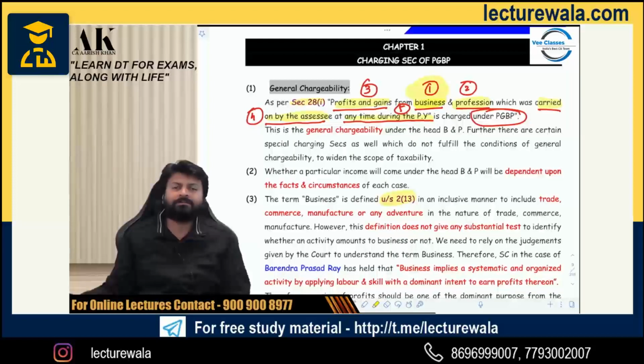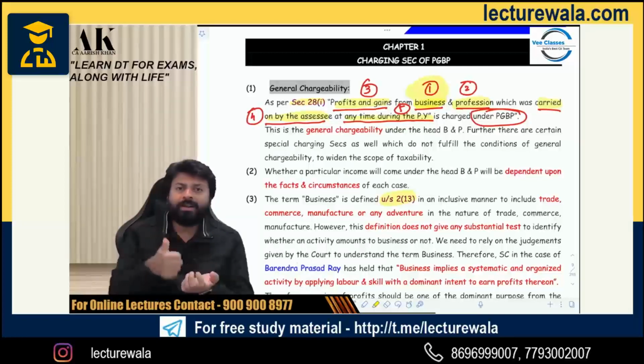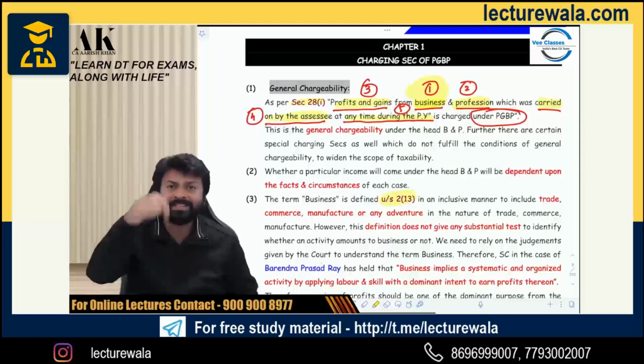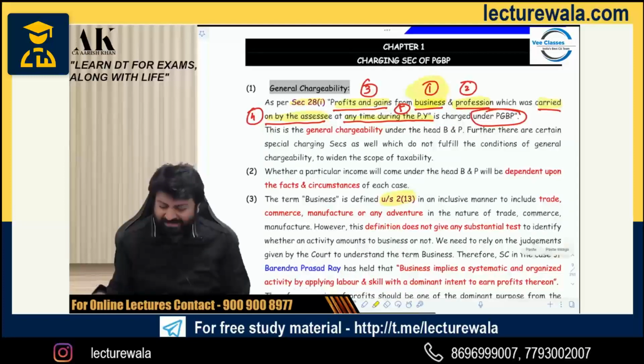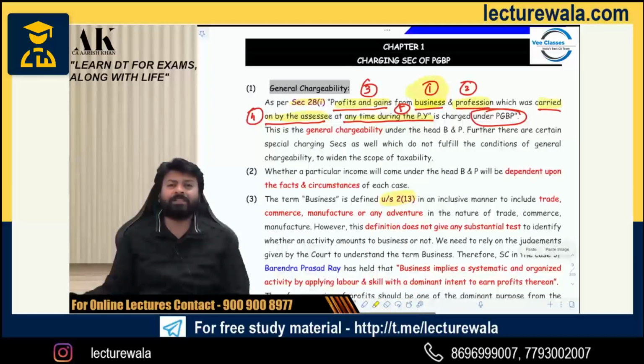Manufacture, everybody knows what that is. You buy a raw material, and out of that raw material, you develop some product; that is manufacture. Therefore, business includes trade, commerce, manufacture. But there has to be some kind of adventure in that. What do I mean by adventure? There has to be some kind of risk in that. Every business has some risk. The intensity of the risk might be low or high, but a person cannot say that I do a business which is risk-free. It is absolutely impossible to say this. A business can be low risk, high risk, medium risk, but it cannot be risk-free. So there has to be an adventure in the nature of trade, commerce or manufacture.